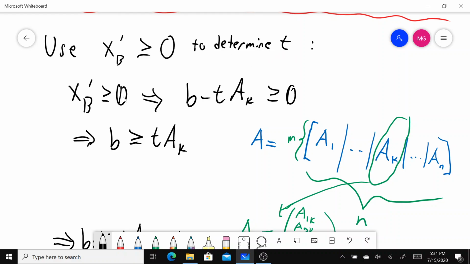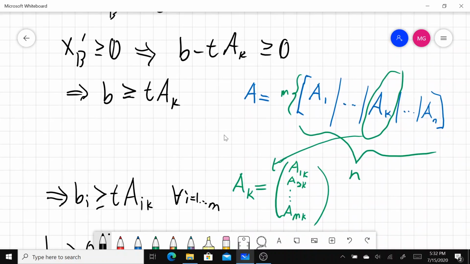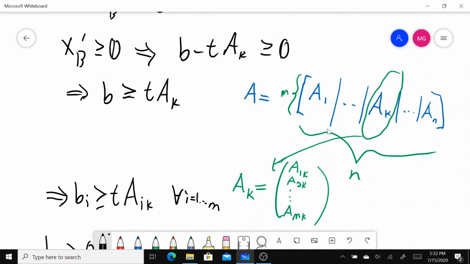Well, xb prime has to be non-negative, and so that means that what we just parameterized, xb prime, is little b minus t ak, and that has to be greater than or equal to 0. And so you just rearrange, and you get b has to be greater than or equal to t ak. But these are both vectors. So what does it mean for one vector to be greater than or equal to another? Well, that means that each of the individual components of the vector on the left-hand side has to be greater than or equal to the individual components on the right-hand side, for the corresponding components, of course. And so here's a little picture just to help visualize that.